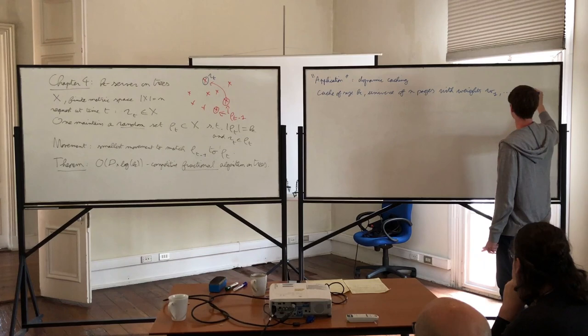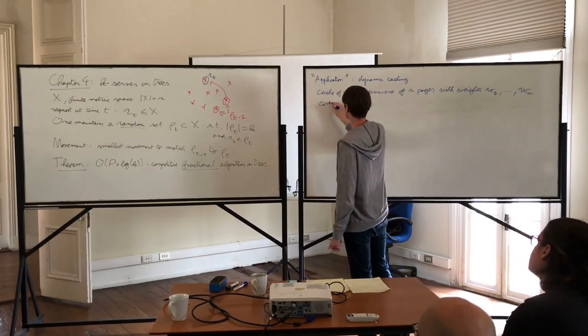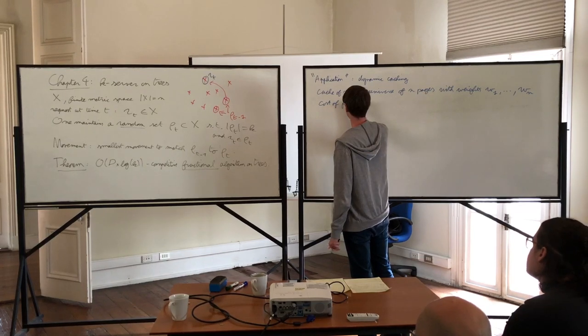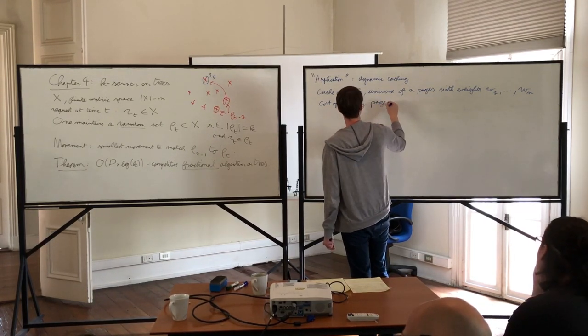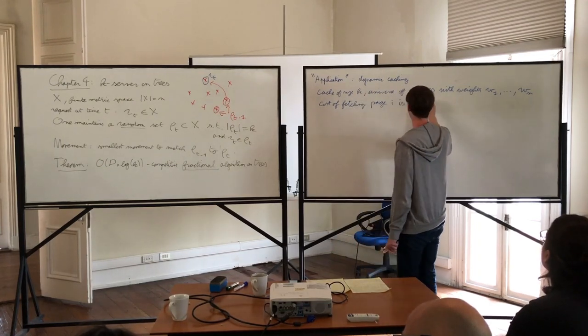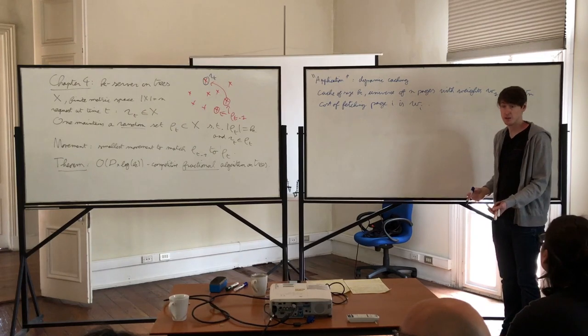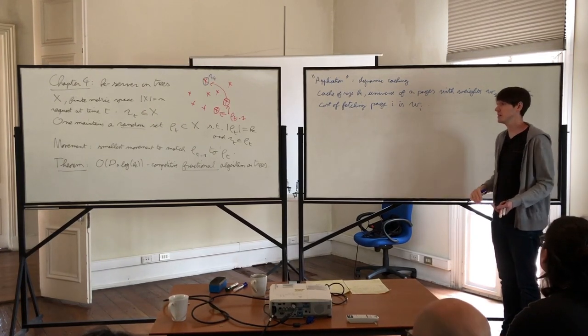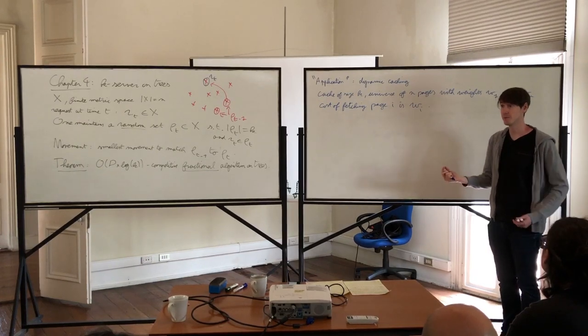W1, etc. up to Wn. So the cost of fetching page i is Wi. Certain pages are just more expensive to fetch in your cache. So those pages, once they are in your cache, maybe you should be more reluctant to remove them.